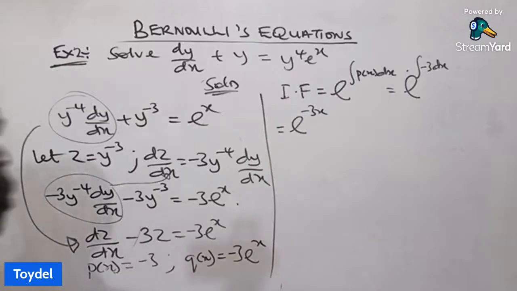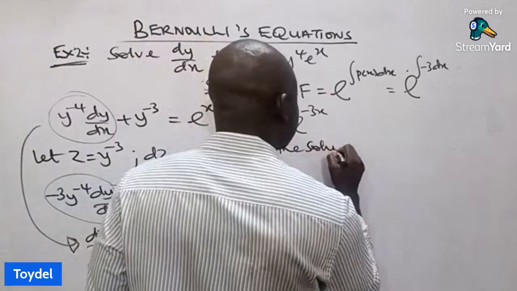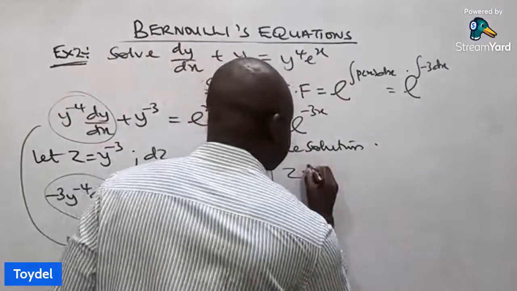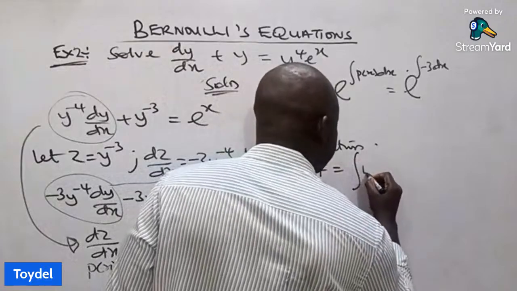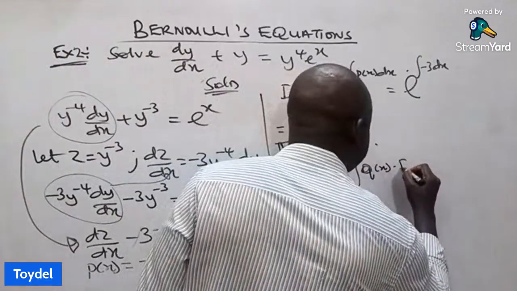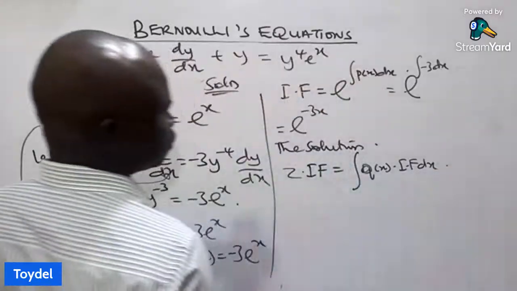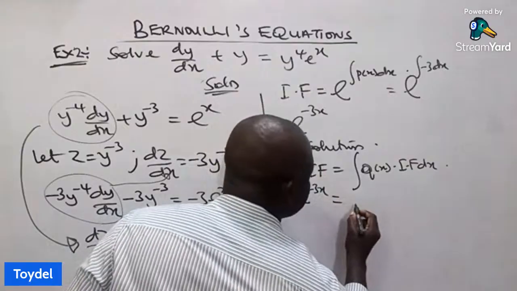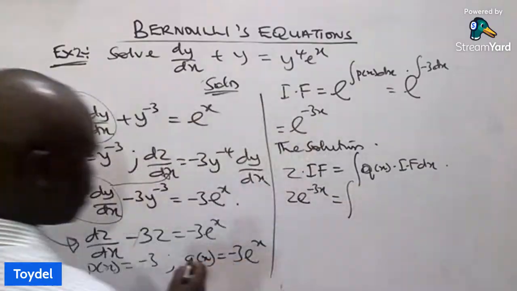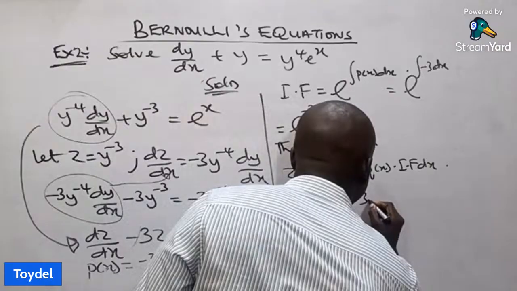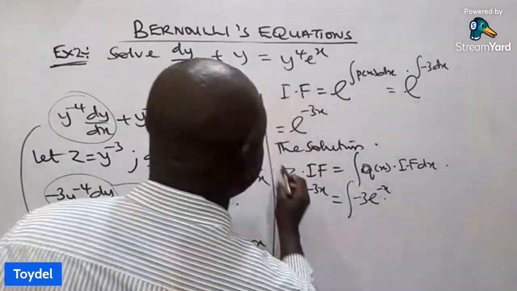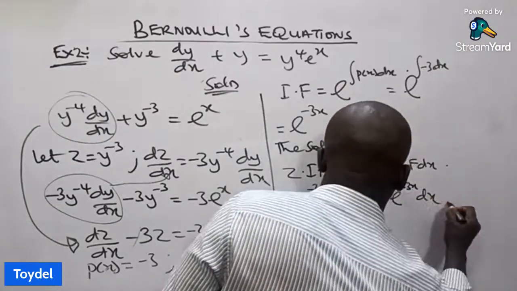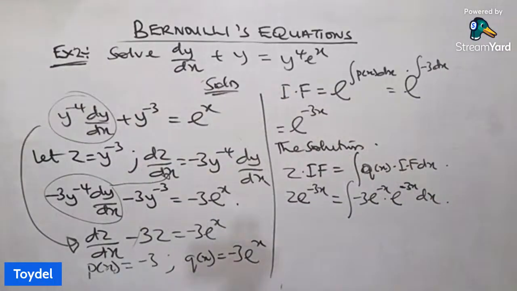So what will be the solution? In this case it's z, because we have z, not y. z multiplied by the integrating factor is equal to the integral of q of x multiplied by the integrating factor dx. That will be the solution. So here we have z multiplied by e raised to power minus 3x is equal to the integral of q of x, which is minus 3 exponential x, multiplied by the integrating factor, exponential minus 3x, dx.